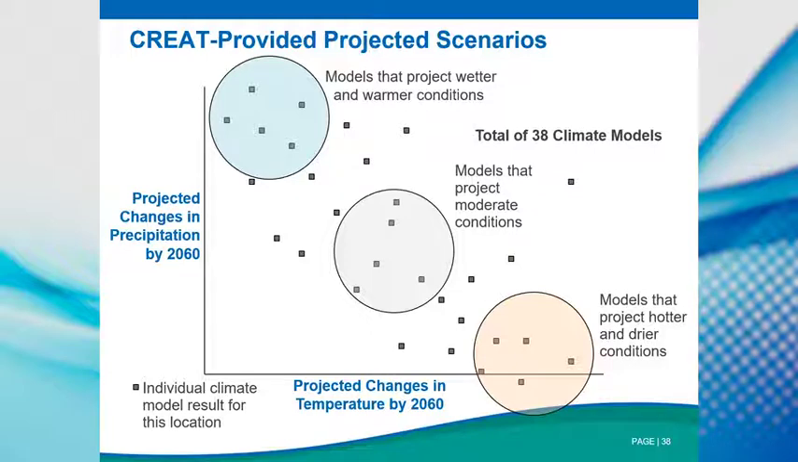And then we also looked at the climate models that fall in the middle of these 38 models of this big scatter plot. And that is what looks like a purple or gray circle. And those are models that project moderate conditions, so sort of in between the warmer, wetter, the hotter, drier. And depending on your concerns, you would select the most appropriate scenario. So for example, users concerned with drought most often would select hotter, drier projections, or users concerned with floods would look at the wetter projections because that's going to be more important to them.